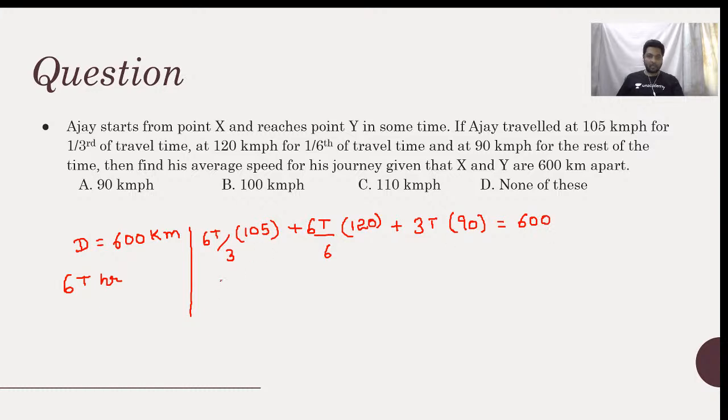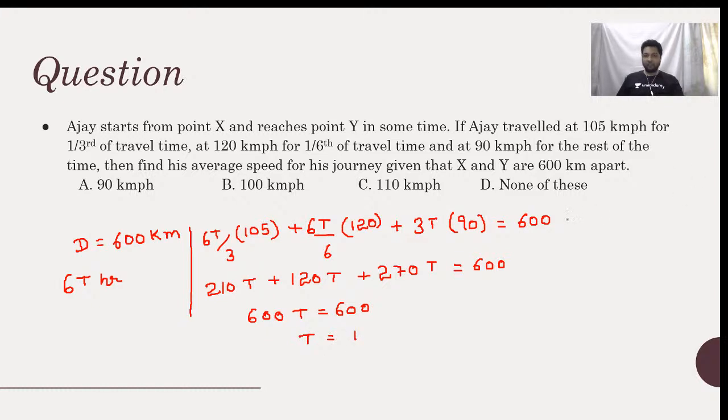Now that is as good as 2t times 105, which is 210t, plus 120t, plus 270t is equal to 600. That means 600t is equal to 600, which means t is equal to 1.